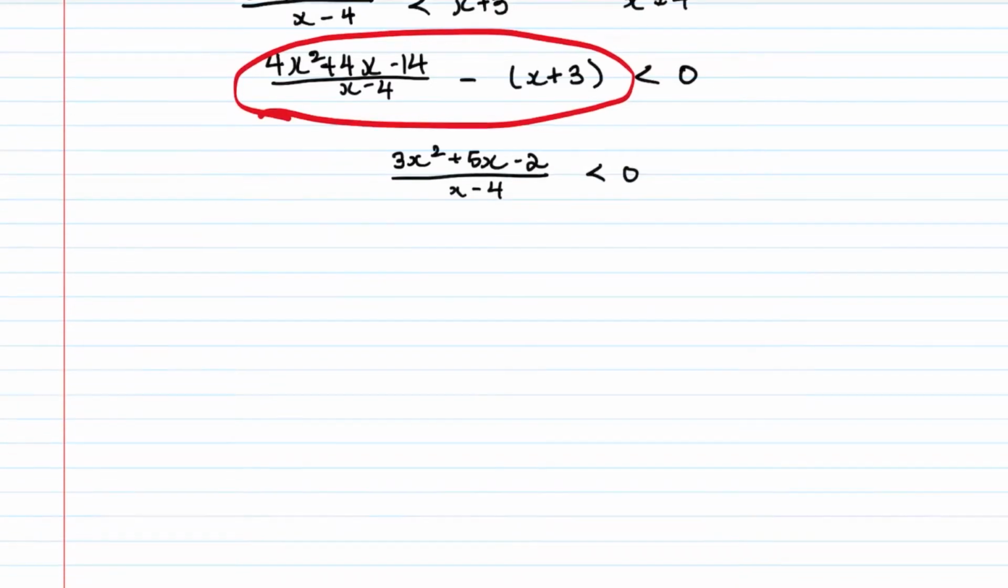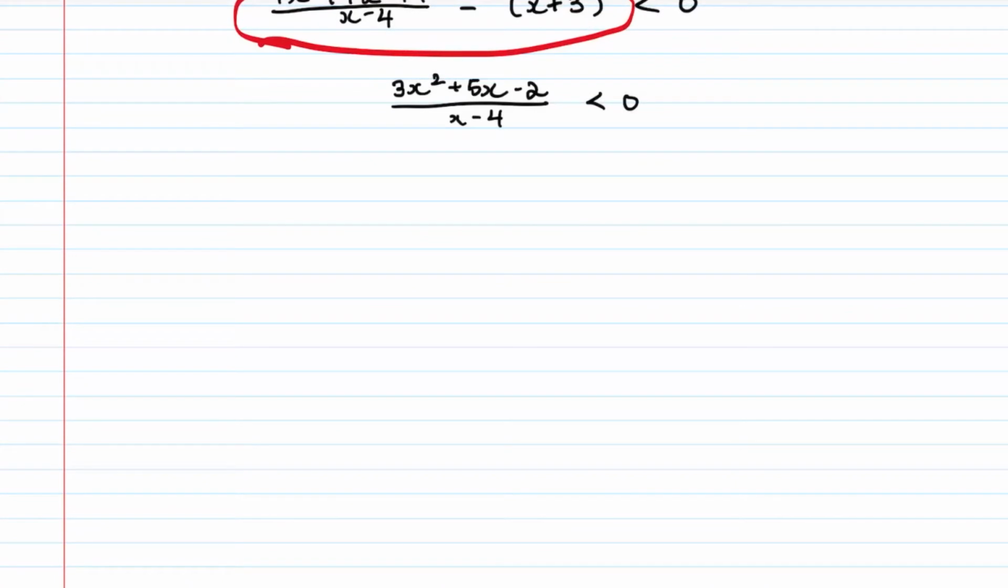From here, all you need to do is press into your calculator the top part, your quadratic equation, so that you can get your two factors, which is going to be 3x minus 1 times x plus 2, over the whole thing of x minus 4. You'll find that this answer is very simply going to be less than 0.